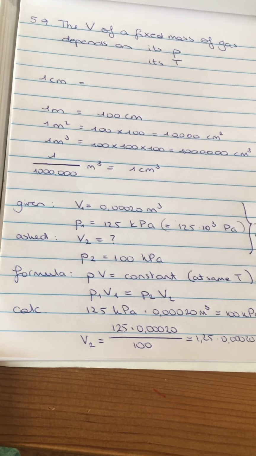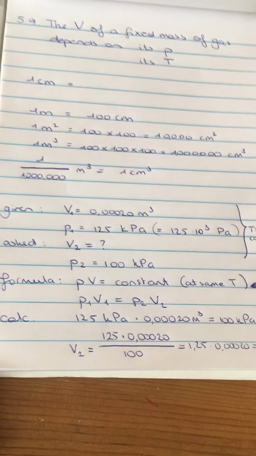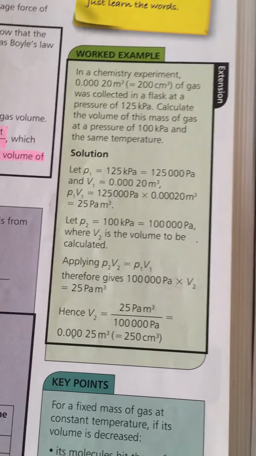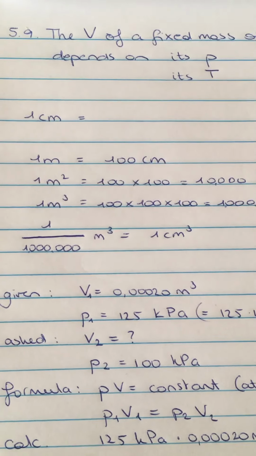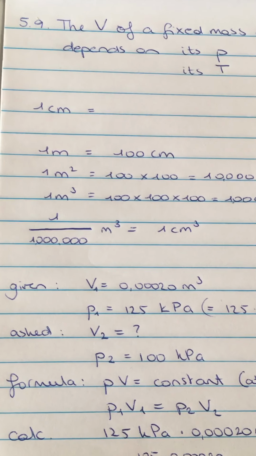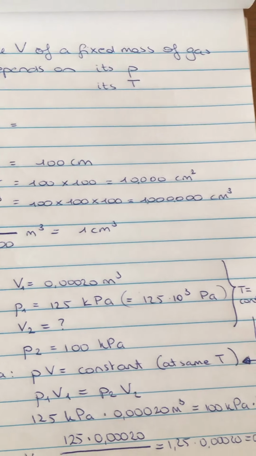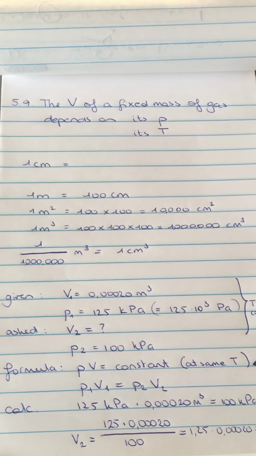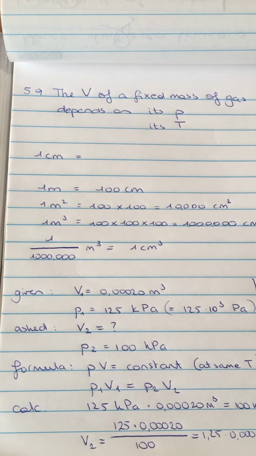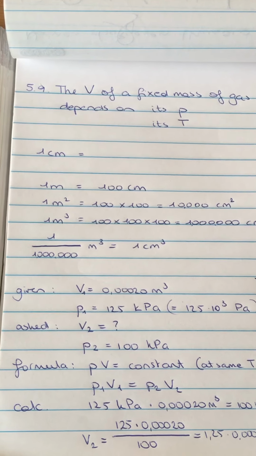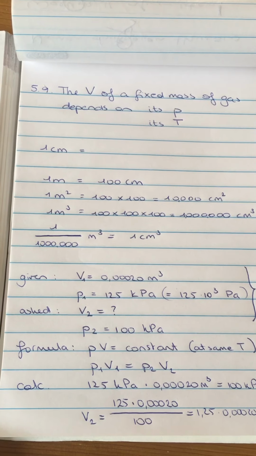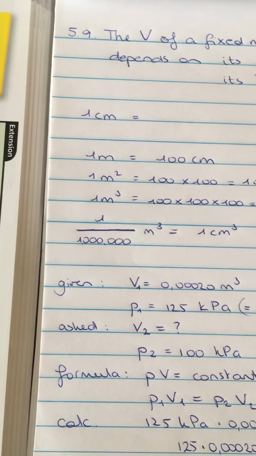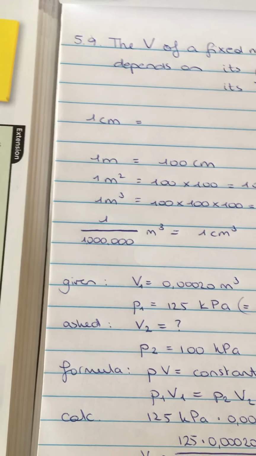0.00020 cubic meters. Basically, in the book they tell you this is 200 cubic centimeters. So remember that for these kinds of calculations you have to be able to convert cubic meters to cubic centimeters, and here you see how to do that. 1 meter is 100 centimeters, and then you can multiply 100 by 100 by 100, and the other way around. 1 cubic centimeter is 1 divided by a million to get to cubic meters.